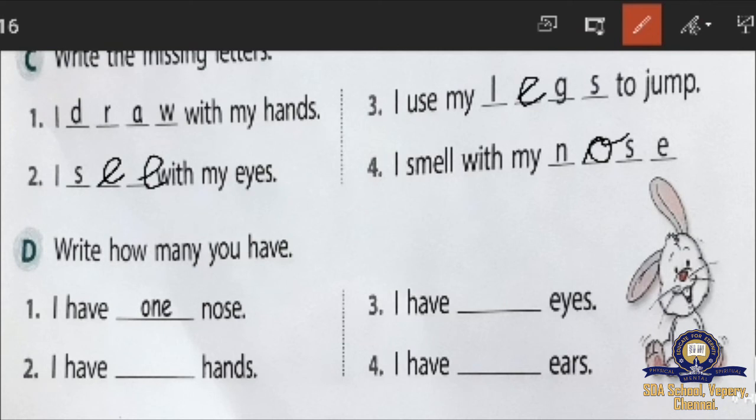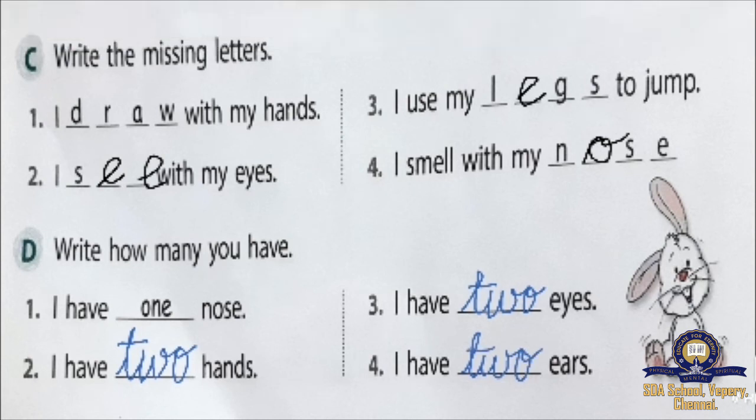I have 2 hands. T-W-O, 2. And then I have 2 eyes. T-W-O, 2. And then I have 2 ears. T-W-O, 2. Now you understand this, children? Yes.